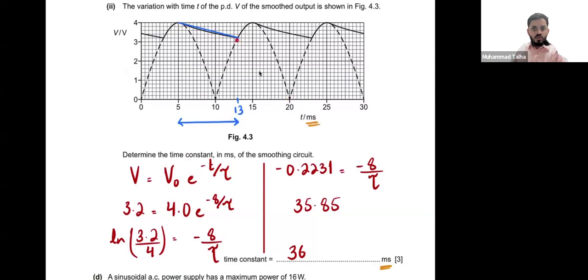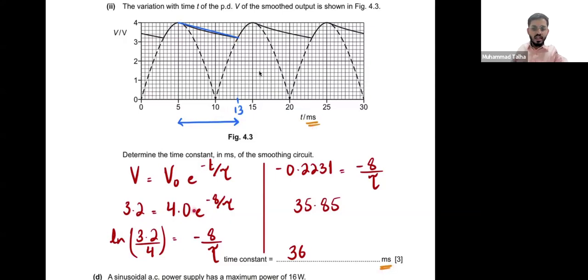4 to 3.2 in a time of 8 milliseconds. It's up to you whatever voltage values you want to use. If you wanted to, you could have also used something in the middle. I just use the ones which are very clearly observable, so that I don't lose any silly marks here. So 3.2 is the final voltage after that 8 milliseconds, 4 was the initial voltage, e to the negative 8. I did not convert this here because the time constant is also asked in milliseconds.